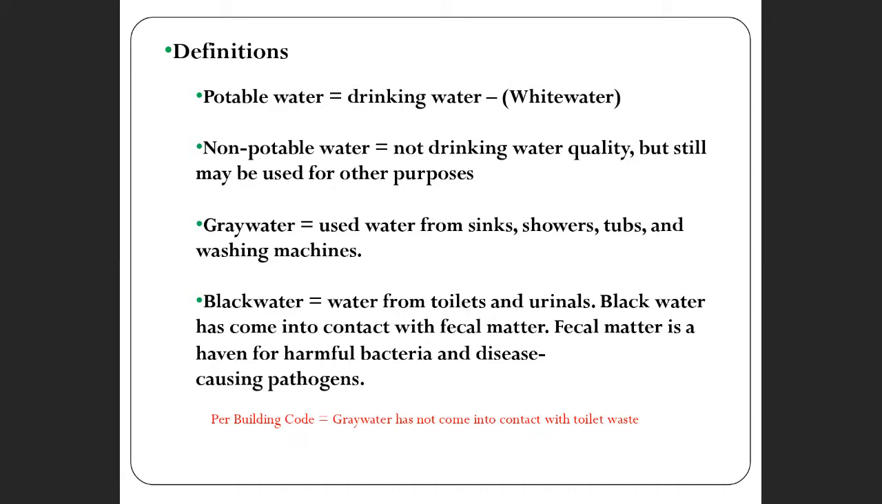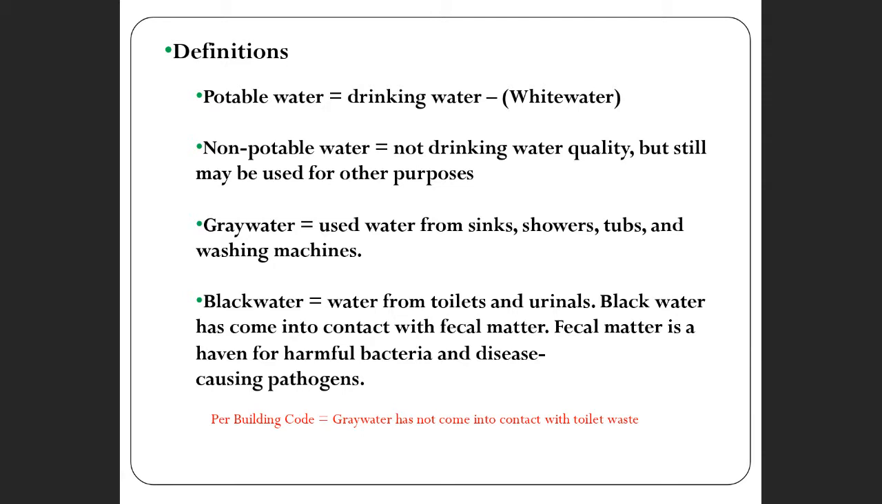Gray water is water that has been, let's just call it gently used, right? Gray water is used water from sinks, showers, tubs, and washing machines. And black water is water that is more than gently used. It is the wastewater from toilets and urinals. Black water has come into contact with fecal material, right? That's the stuff that you're doing your business on the toilet, right?